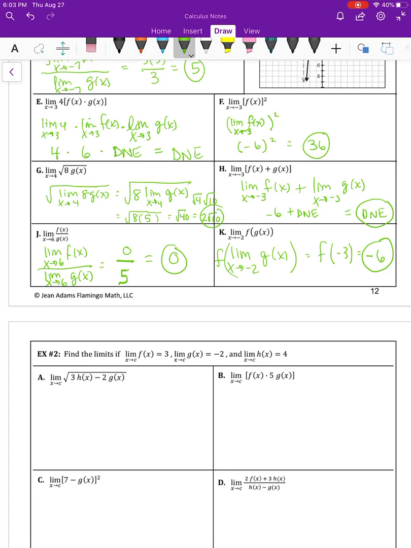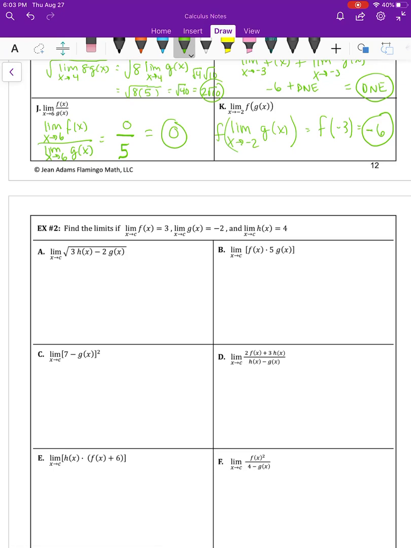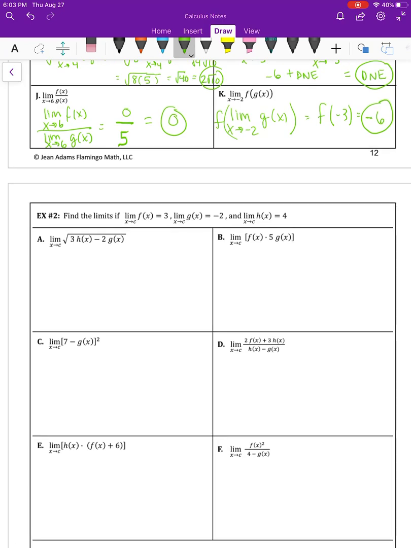All right, example number 2. Find the limits if the limit as x approaches c of f of x is 3, the limit as x approaches c of g of x is -2, and the limit as x approaches c of h of x is 4.